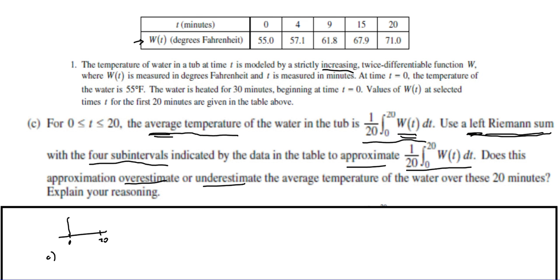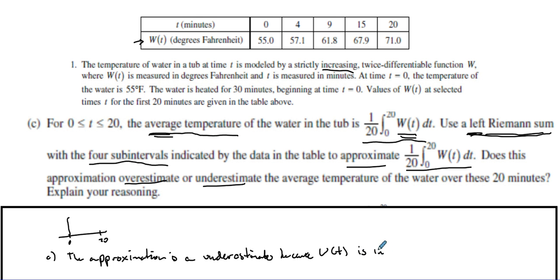So I'm just going to put that down. The approximation is an underestimate because W(t) is increasing. And that's what we know with that. Okay, so now let's do the Riemann sum.